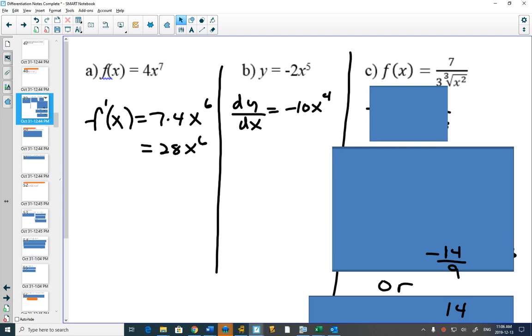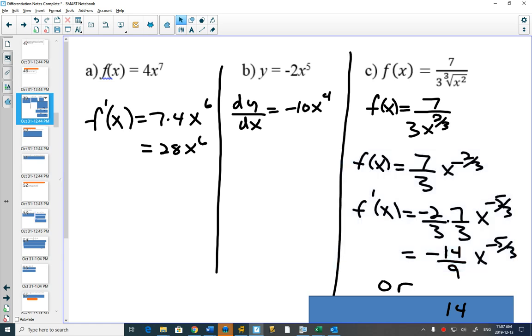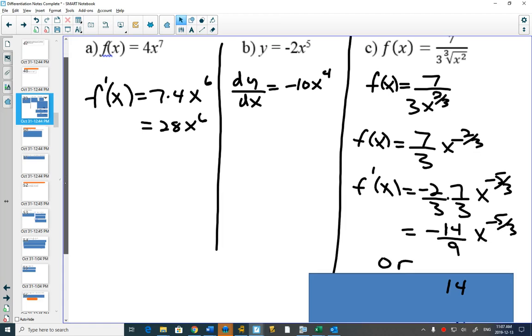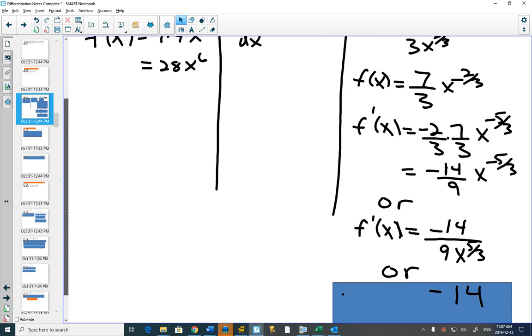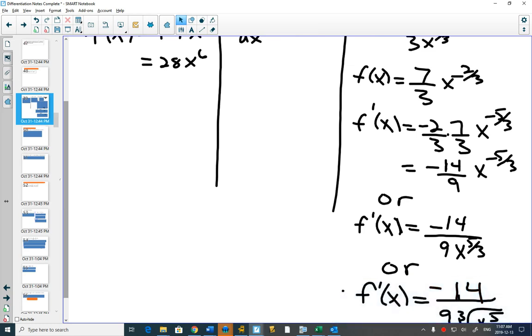Part C, we have some preliminary work to do. You've got to switch this first into a form which is a power. So I changed the radical to x to the 2/3. Then that x to the 2/3 is in your denominator, so you can use your negative exponent rule to move it to the top. And then you can apply your power rule for derivatives. And then, depending on how you want to write your answer, you have all of those options.